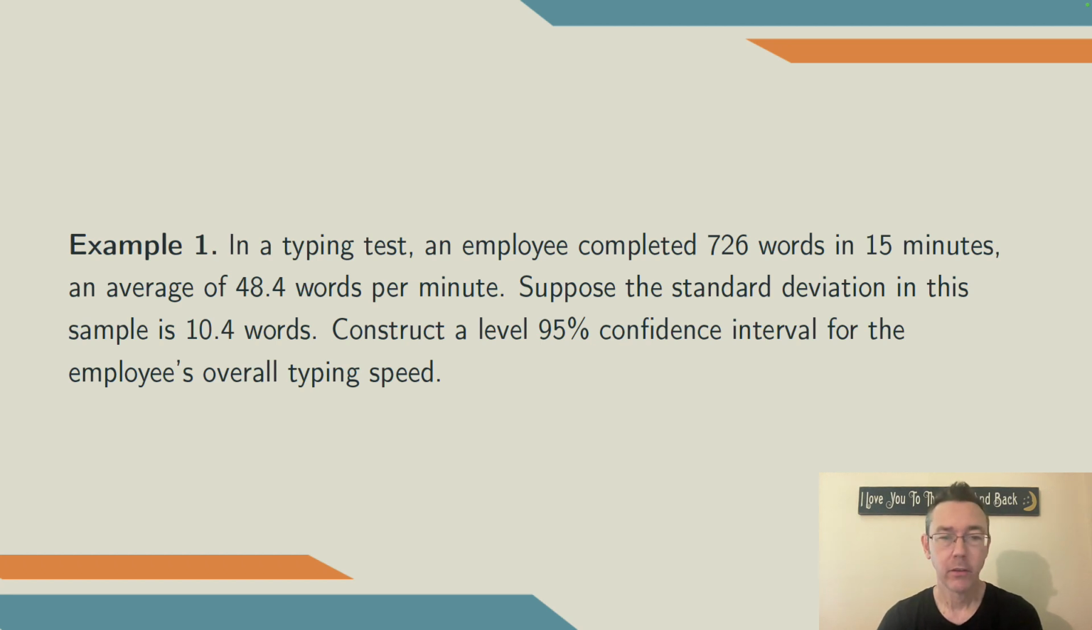In a typing test, an employee completed 726 words in 15 minutes for an average of 48.4 words per minute. Suppose the standard deviation in that sample is 10.4 words. Construct a level 95% confidence interval for the employee's overall average typing speed. So you should pause the video, give this one a try before seeing my solution.